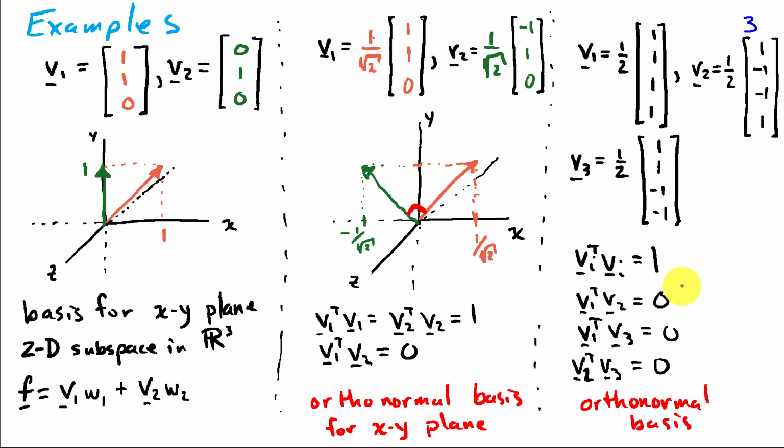You can check that these vectors are also orthonormal because the inner product of each vector with itself is equal to 1. V1 transpose V2 is 0. For the same reason, V1 transpose V3 is 0, and you can check that V2 transpose V3 is also 0. So in this case, all three vectors are orthogonal to one another. They also have unit norm, so we say that they are an orthonormal basis.